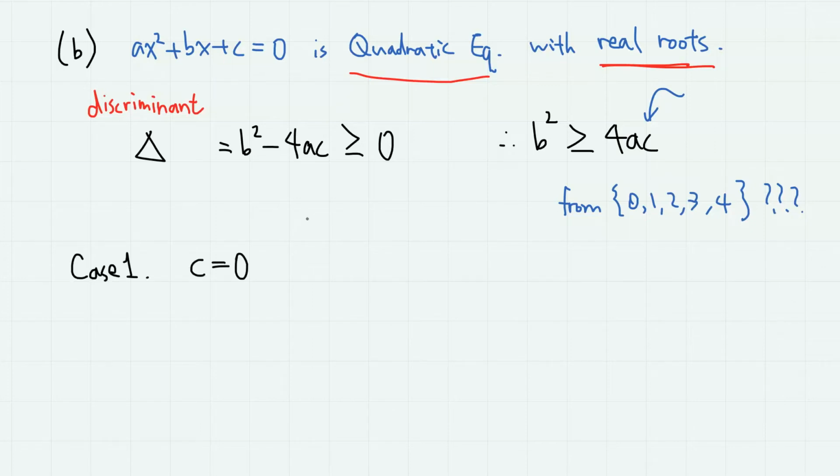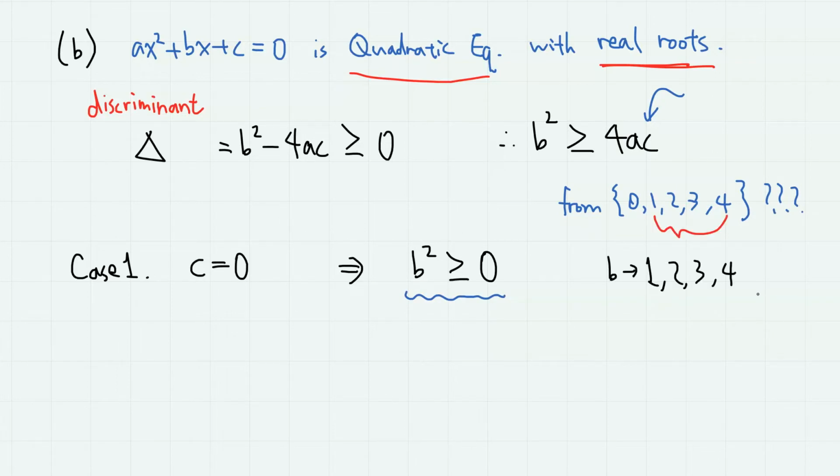So the first case is when c equals 0, then the discriminant condition becomes b squared is equal to or greater than 0. This condition holds for all possible values of b, so b can be whatever number selected from the remaining 4. Moreover, we have the condition that a must not be 0, but we have already used 0 for c, so a also can be whatever number selected from the remaining 4.